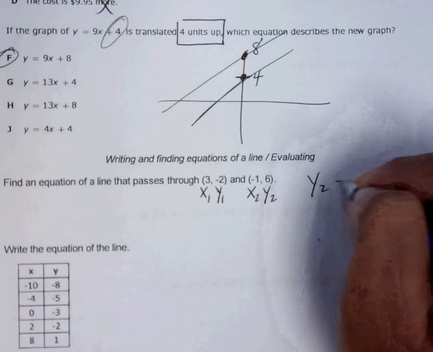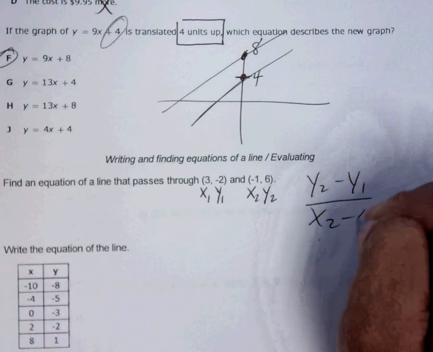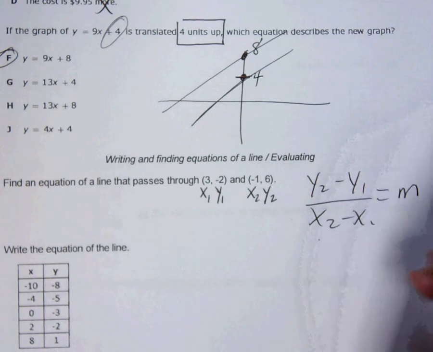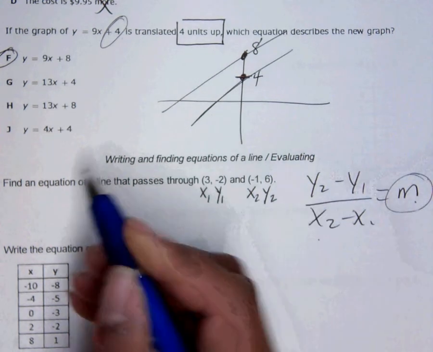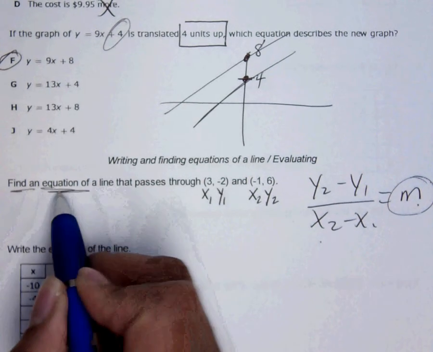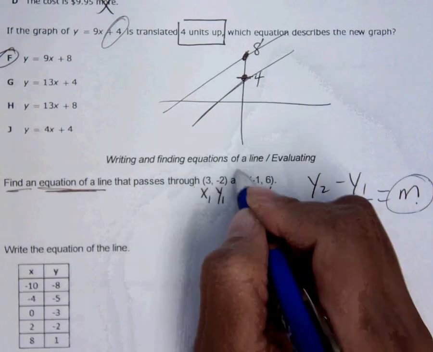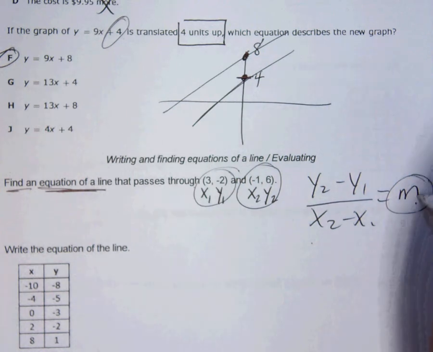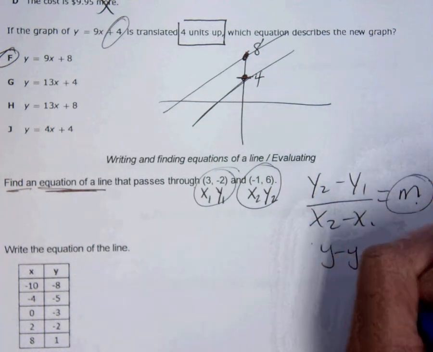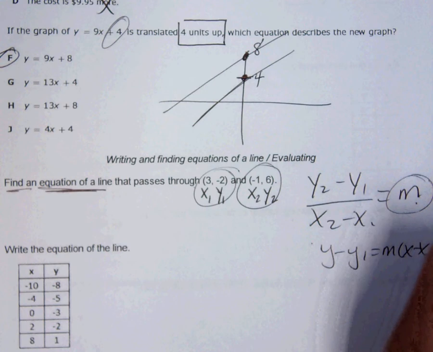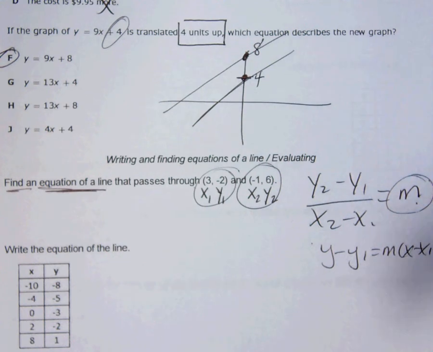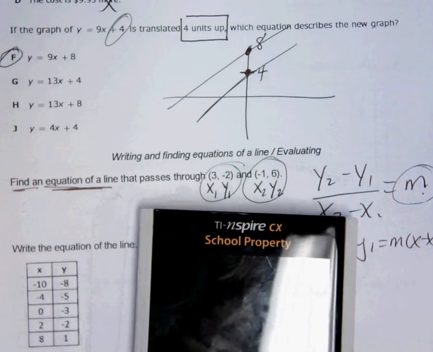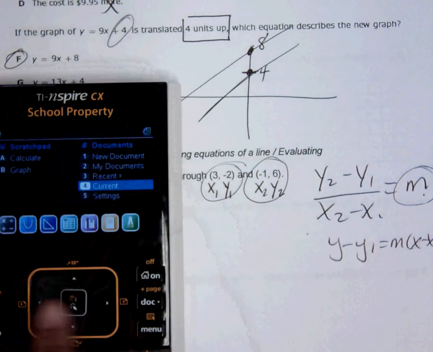You can use this slope formula to find the slope, because when you find the slope, it would help you to find the equation of the line that passes through these 2 points. Then after you find the slope, you can plug it into point slope and find your equation. Or you can use the following.